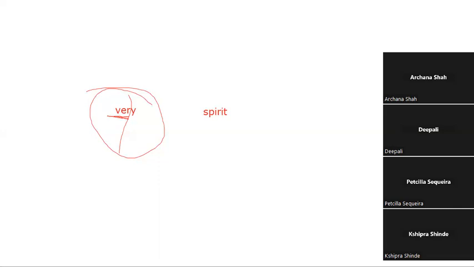Now, can you tell me why we are dividing it after the I? Why are we dividing it here? Because we know that this I is a short sound. It has to be closed, and we cannot split the spr also because that's a consonant blend. So sp and then rit. Okay.